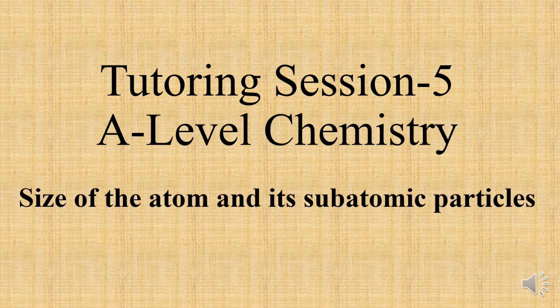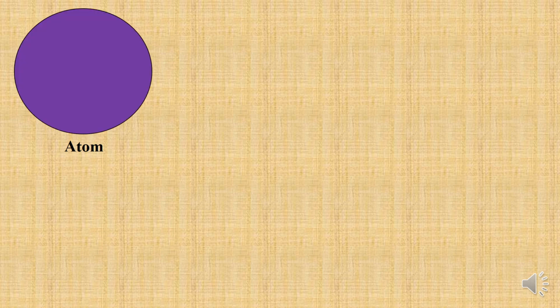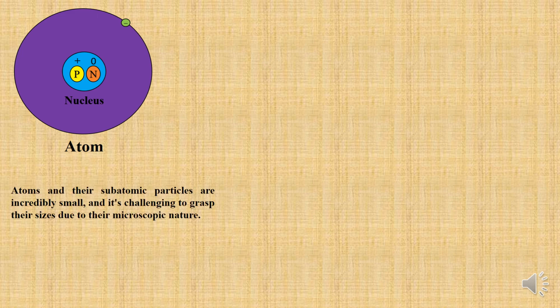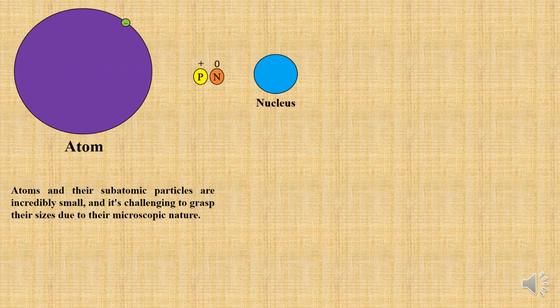In this video, I'll give a detailed explanation about the size of the atom and its subatomic particles. The fundamental structure of an atom consists of a central nucleus that contains positively charged protons and electrically neutral neutrons, with the negatively charged electrons orbiting around the nucleus in their respective shells or energy levels. Now, atoms and their subatomic particles are incredibly small, and it's challenging to grasp their sizes due to their microscopic nature.